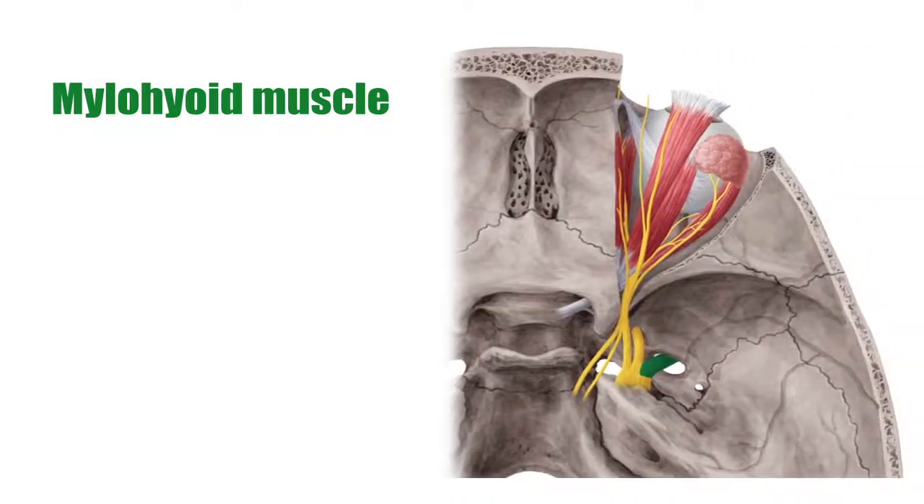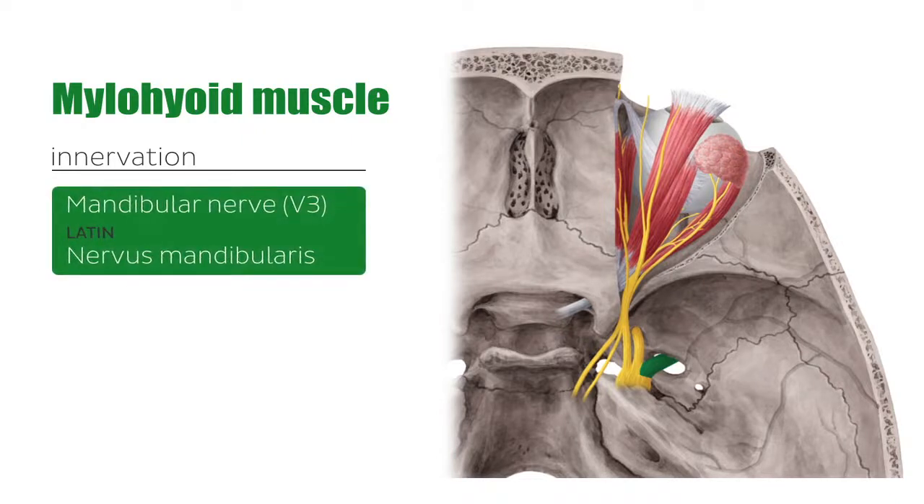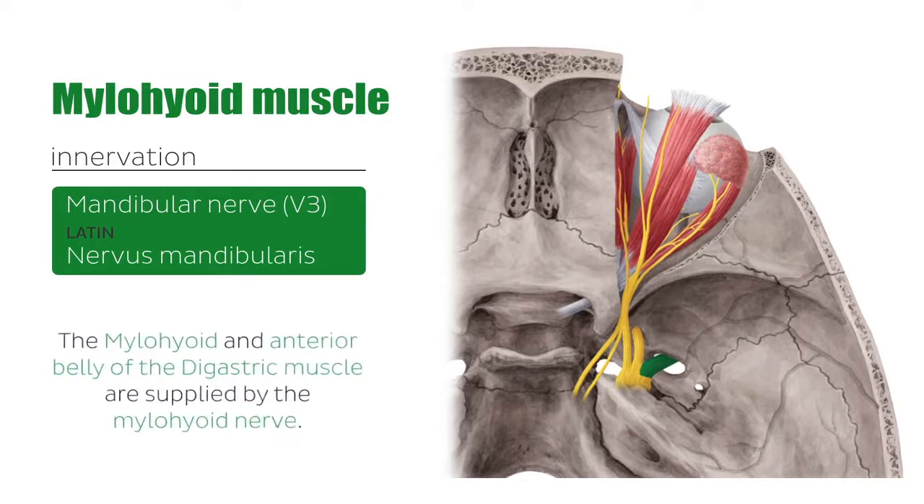We're now looking at this nerve that you see here highlighted in green, and this is the innervation for the mylohyoid muscle. This is the mandibular nerve. The muscles are supplied or innervated by the mylohyoid nerve from the mandibular nerve, which is one of the three branches of the trigeminal nerve, or cranial nerve number 5. An important point to make is that the mylohyoid and the anterior belly of the digastric muscle are innervated by the mylohyoid nerve.